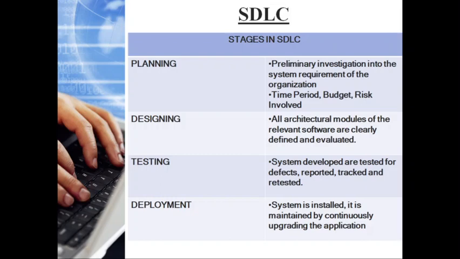So what do we plan? We plan the time period, we plan the budget, we plan the risk involved, and moreover we plan the feasibility of the system. Whether it is technically feasible or whether it is physically feasible, all these questions will be answered in system planning. And the second stage is system designing. Once planning is all done and we know what our requirement is, we go on to design the system. So all the architectural modules of the software are clearly defined and evaluated.